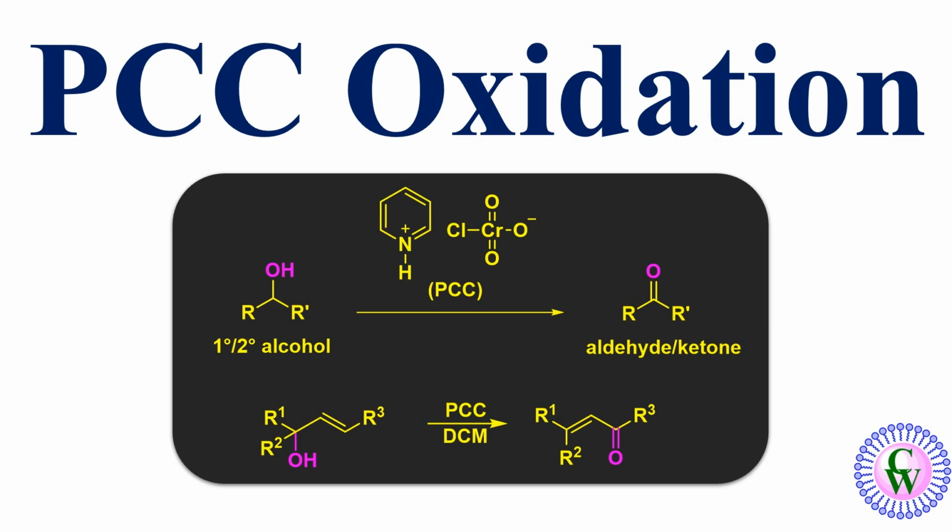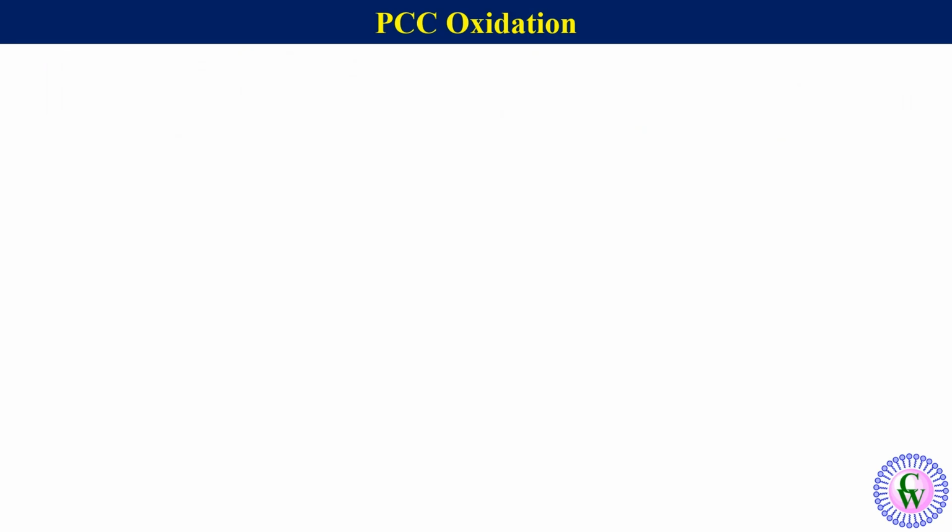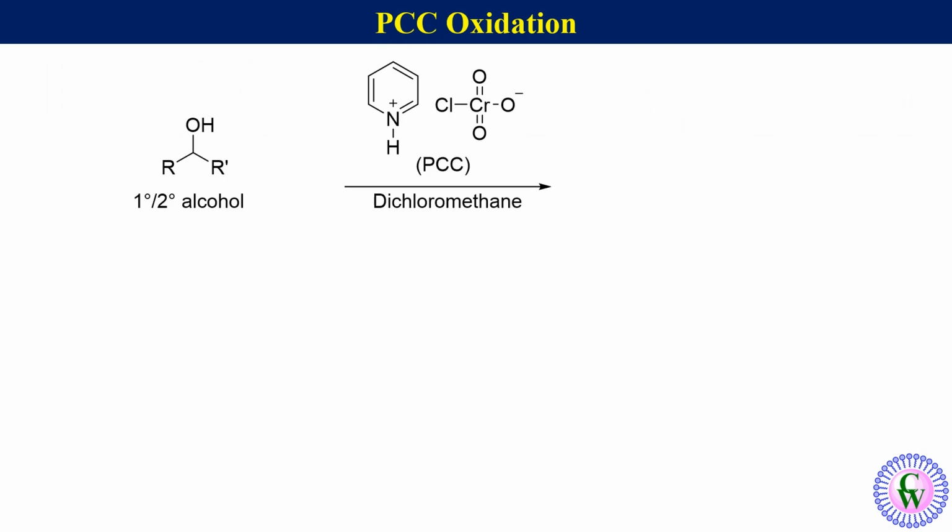In this video we are going to discuss PCC oxidation. In this reaction, primary and secondary alcohols in the presence of PCC, which is pyridinium chlorochromate, in DCM as a solvent, get oxidized to aldehyde and ketone respectively. PCC is also known as Cornforth reagent. PCC oxidation is a mild and selective oxidation which prevents over-oxidation of primary alcohol to carboxylic acid.